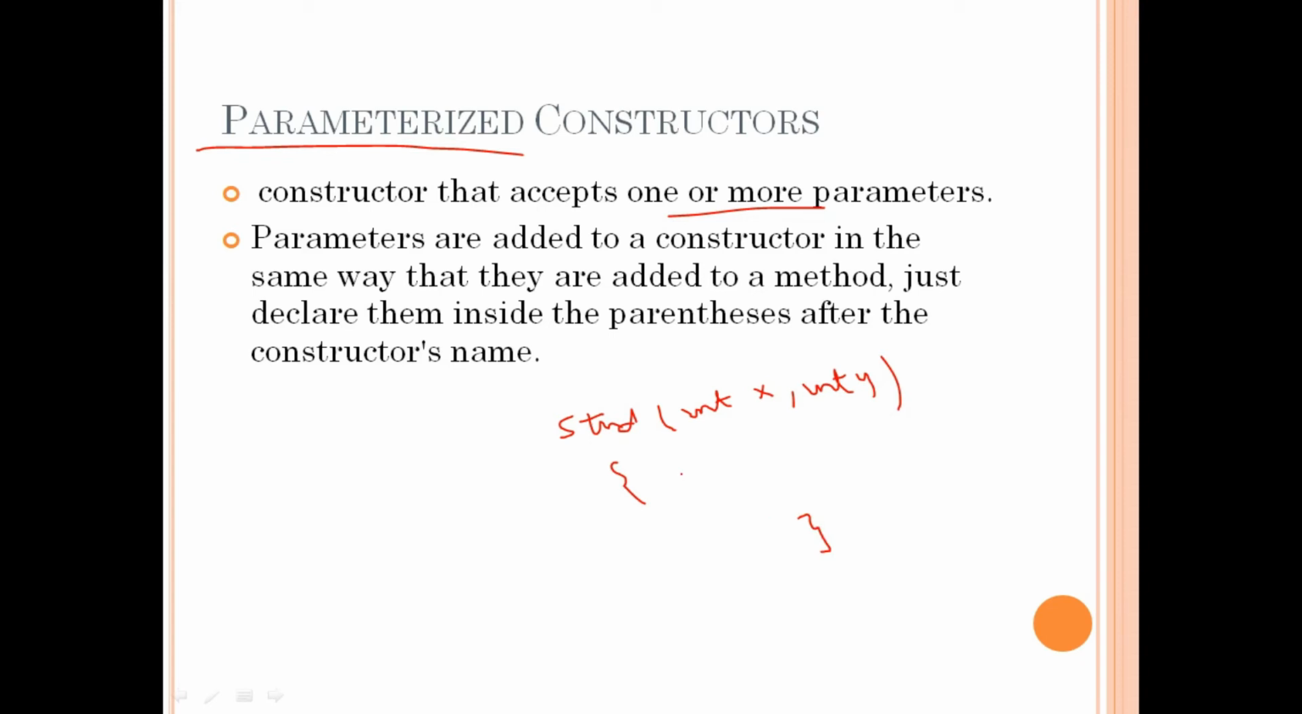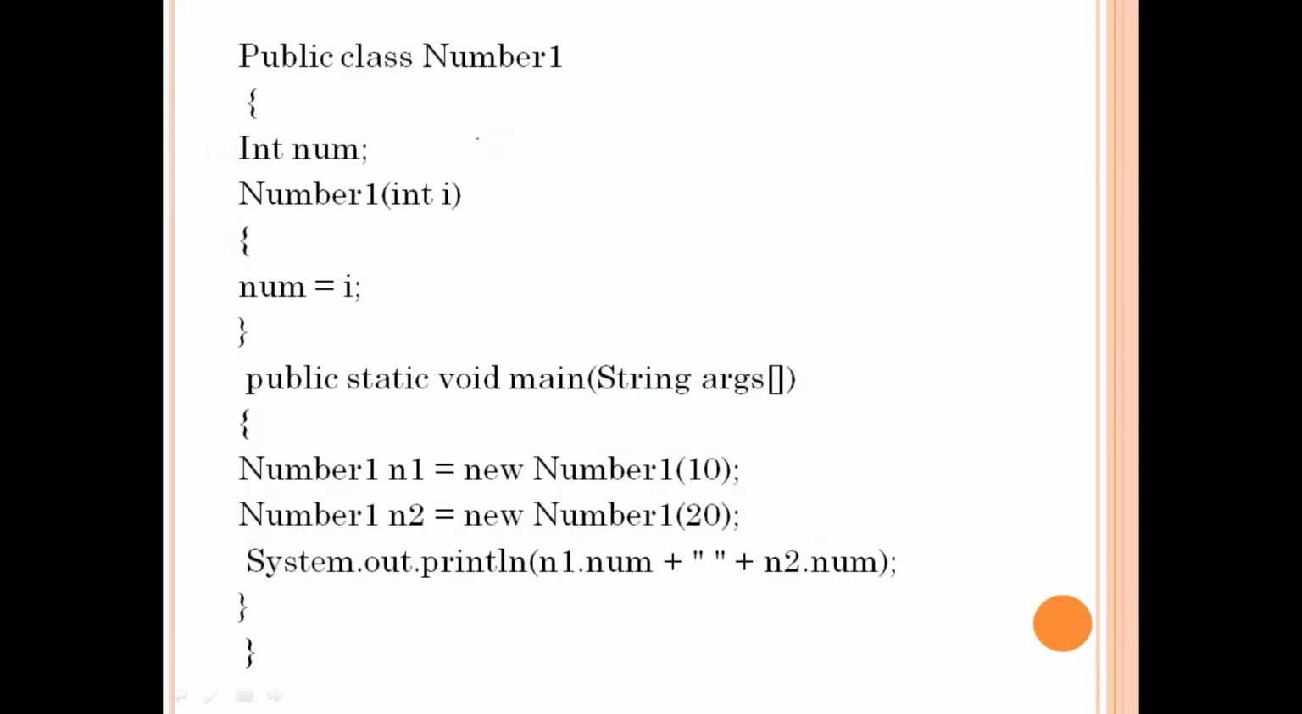Within the body of the constructor, I can assign the values of data members. Maybe my data member is a. So x could be assigned to a, and another data member is b, that could be assigned by y. So a equals x, b equals y. This is our parameterized constructor.